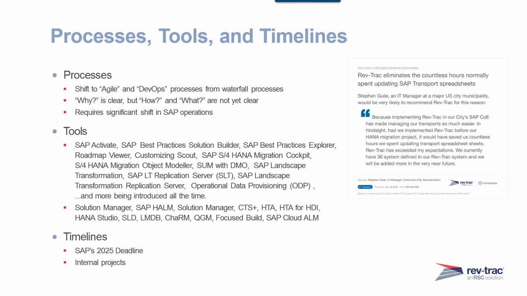For example, HAM, or HANA Application Lifecycle Manager, Charm, QGM, Quality Gate Manager, Focused Build, and Cloud ALM are all SAP tools, and they all provide different ways to manage SAP changes. So which one of those should a customer use? There's really no clear answer.